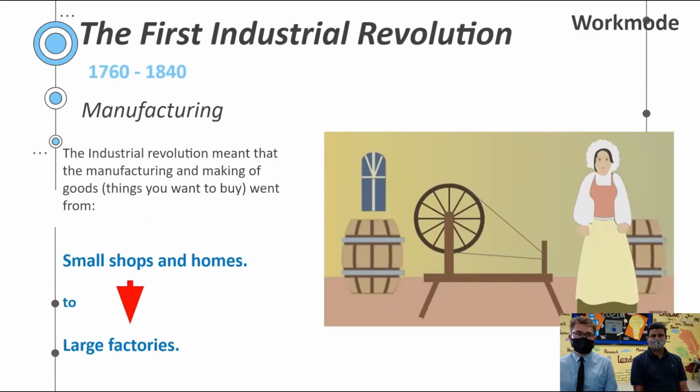So from 1760 to 1840 was the manufacturing. The industrial revolution meant that the manufacturing and making of goods, things you want to buy, went from small shops and homes to large factories.